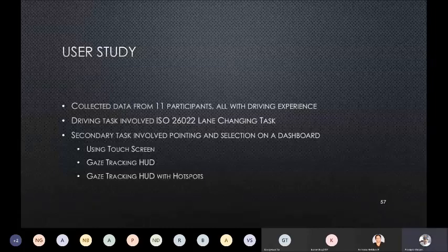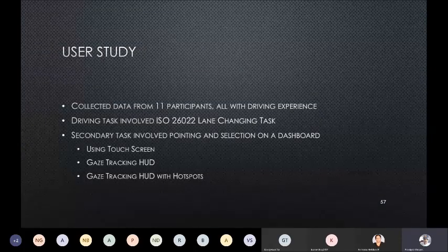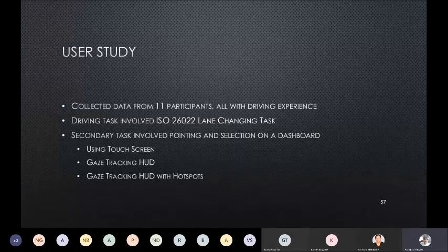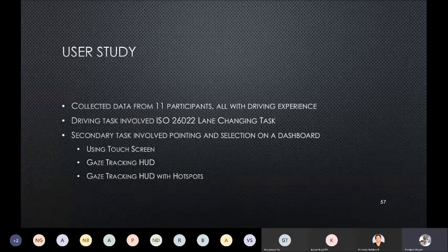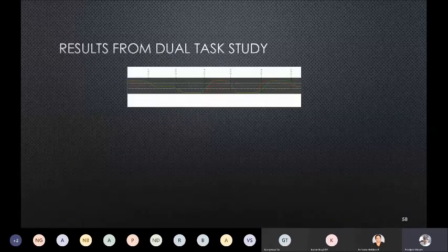And we used the typical driving task called lane changing task. ISO 26022 is a generic standard of driving related tasks, and one of them is lane changing task. And we let drivers follow this lane changing task. I will describe this lane changing task in the next slide. But while they are undertaking the lane changing task, as you saw in the earlier video, we ask them to operate this semi-transparent display using touch screen, and then using the gaze tracking HUD or head-up display without any hotspots and with the hotspots.